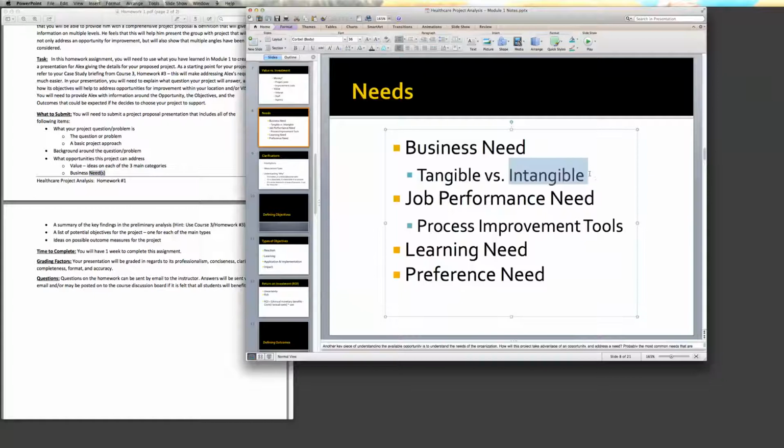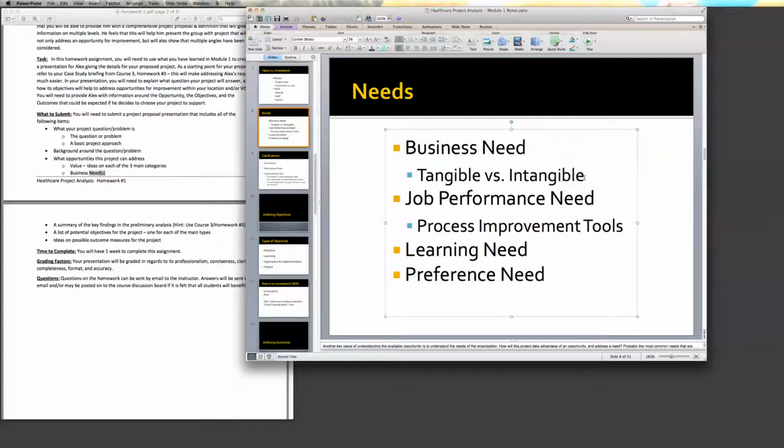Intangible is patient satisfaction. Anybody who uses Press Ganey, right? A lot of intangibles come up there. The all employee survey, a lot of intangibles come up there. So things like that. So what are some intangibles? You know, look and feel.